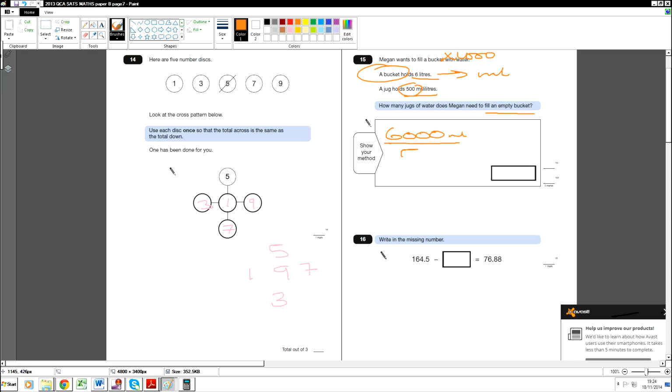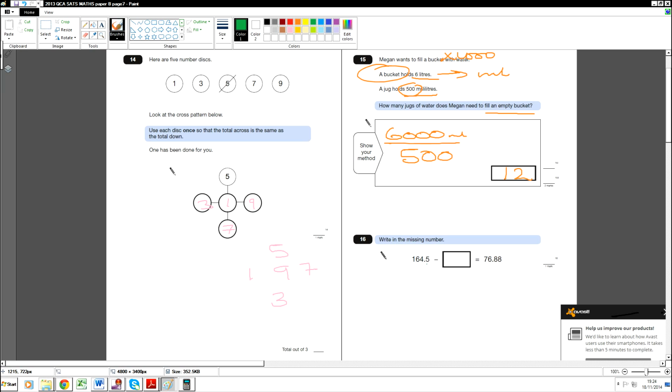Now, the jug holds how much? So what do we do with those two numbers to work out how many? We want to see how many 500s fit into 6,000. So we do 6,000 divided by 500, and the correct answer will give us 12. Well done. Okay, right. Ready to move on to the next question? Okay, question number 16.